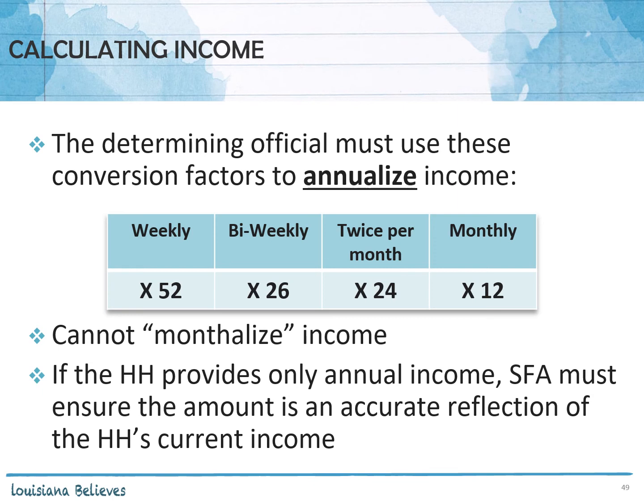Each of these calculations is used to get an annual value of each income listed on the application. You should not monthlize the income or try to convert all income into a monthly rate. This is prone to errors in calculations. If the household provides only annual income, the SFA must ensure that the amount is an accurate reflection of the household's current income.